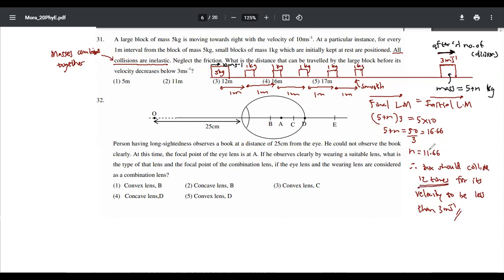Why 12 times? If it collides 11 times, the velocity will be slightly higher than 3. And at the 12th collision, it will become less than 3. This is 11.66 now, so it's between 11 and 12. You can't have 11.66 collisions. So the collision before this is the 11th collision. During the 11th collision, the velocity will be slightly greater than 3, and at the 12th collision, it will go below 3. Therefore, the answer for this question is the 12th. And this is how we have to do it. We have to assume that the objects are combining. If not, it's impossible to do this question.